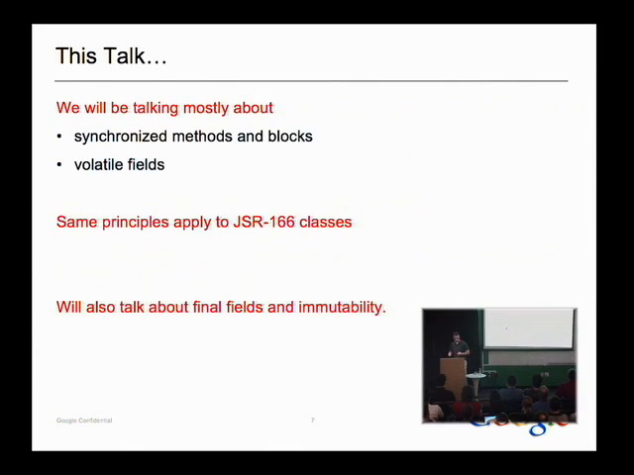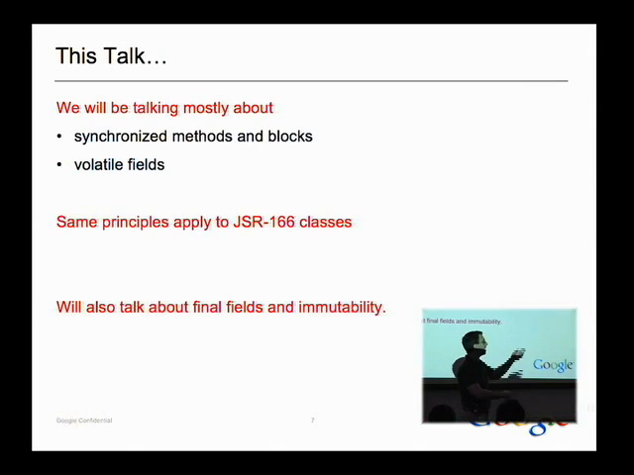All right. So again, we're going to be talking mostly about synchronized methods and blocks and volatile fields, and we're going to talk about final fields also. A lot of the same principles, and I'll come back to it, apply to the JSR 166 classes. JSR 166 means java.util.concurrent. That was the number of the specification revision that got us java.util.concurrent. And we'll talk about final fields and immutability too.